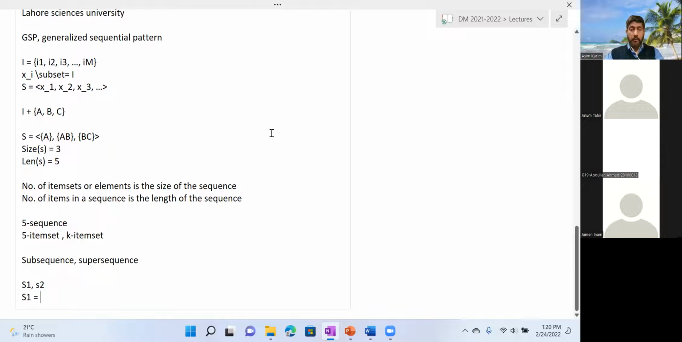By the way, generalized sequential pattern mining is not available in both of your books. So I'm covering this section from another book called Web Data Mining, and I've placed the chapter of this book in the resources section of your LMS. It is Chapter 2, Section 2.7 to be precise. So you can read it from there. Of course, you can also find it on the web.